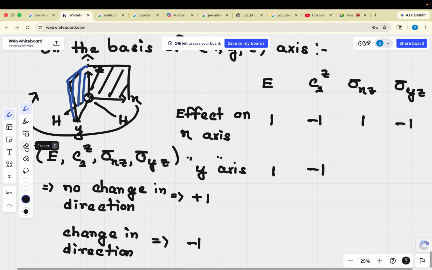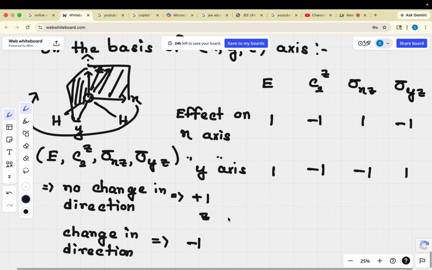Now see sigma xz. If I apply sigma xz, that means this plane, and on the front side you have y, and you are keeping one mirror here. In the mirror you can see the y axis in the opposite direction, so it is changing its position, and it will be minus 1. But if you keep this sigma yz plane, that time it will not change its position, right? With the sigma yz plane, the y axis is not changing its position, so it will be 1.